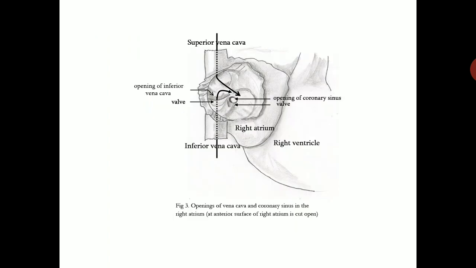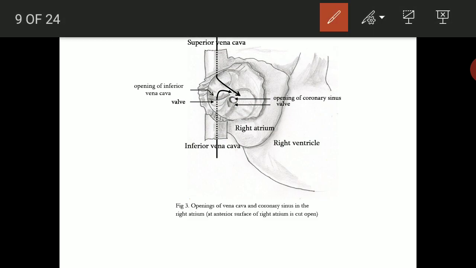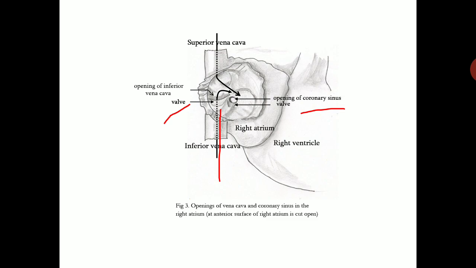These are the schematic diagrams showing the valves. Between the inferior vena cava and the right atrium there is a valve, the Thebesian valve, and between the opening of the coronary sinus and the right atrium there is also a valve. These two valves are shown here.